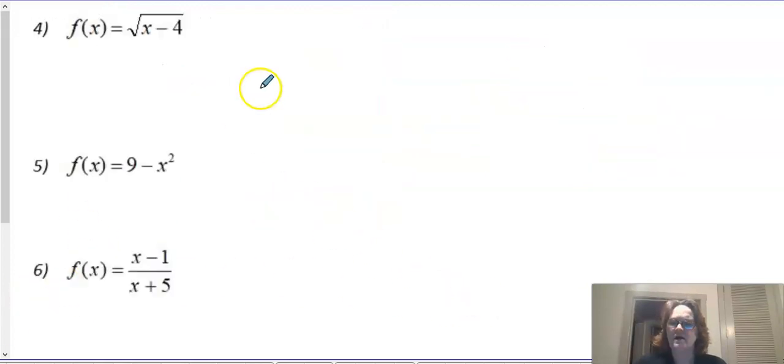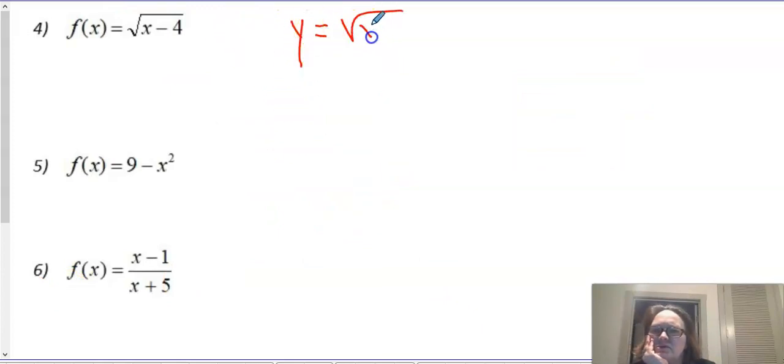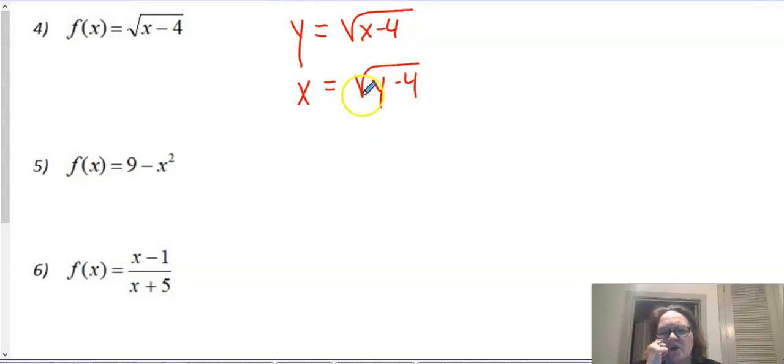All right, let's look at number 4. Okay, so let's change this to y equals the square root of x minus 4, and that's all under that radical. Switch the x and the y. x equals the square root of y minus 4. Now I need to solve for y. I want you to think about this. I am going to go through these steps. So let's look at this. What was done to this y? First of all, 4 was subtracted from it. And then the square root was taken.